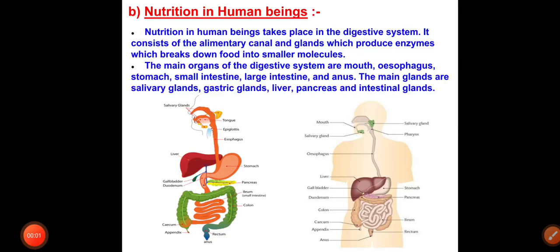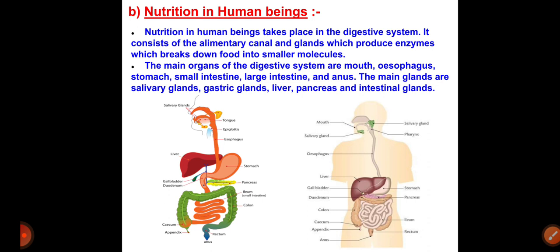Hi everyone. Our topic of today is nutrition in human beings. Basically, nutrition in human beings takes place in the digestive system, and the digestive system consists of the alimentary canal and glands, and these produce enzymes, and these enzymes help in the breakdown of food into smaller molecules.